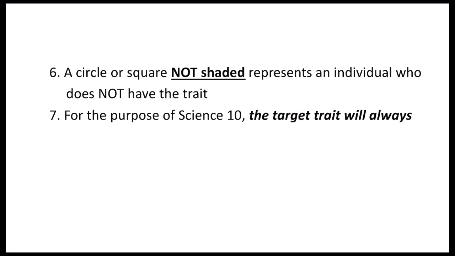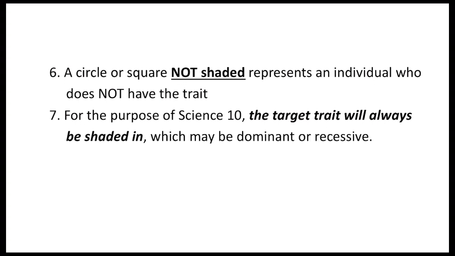So for example, if you were considering a trait for blue eyes, that trait would be shaded in. Whoever has the blue eyes would be shaded. And then any other eye color, so brown, green, gray, etc., you would not shade those in because the trait that we are focusing on is the trait for blue eyes. Important for the purpose of Science 10, the target trait will always be shaded in, which may be dominant or recessive. We'll get into dominant versus recessive later, but this is a good thing to know. Whatever the trait is that you were focusing on, that will be shaded.